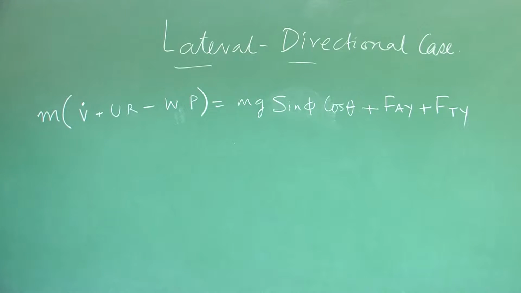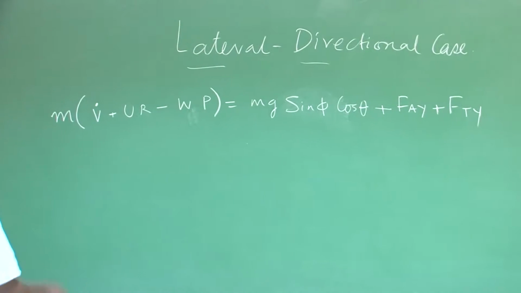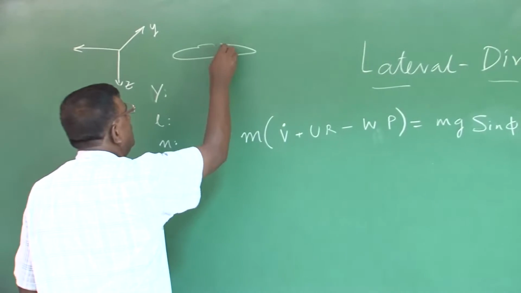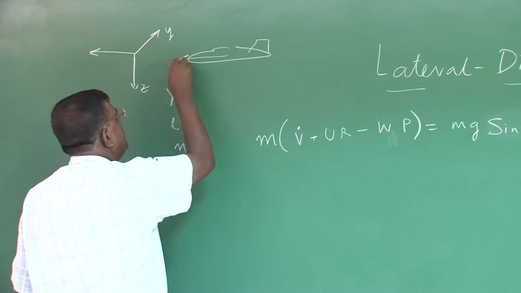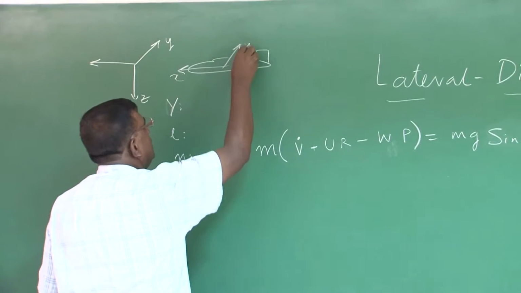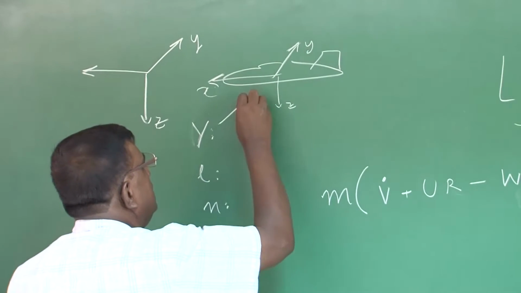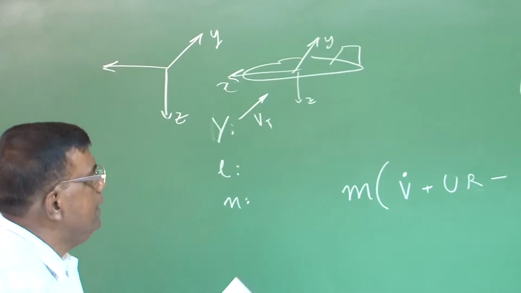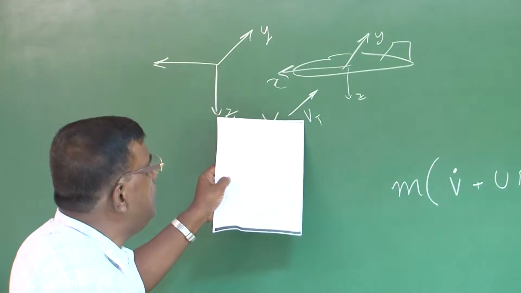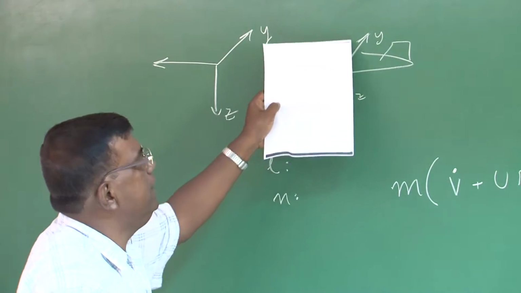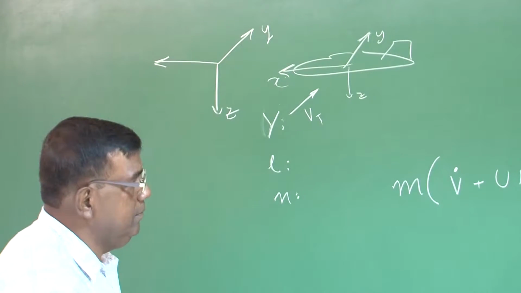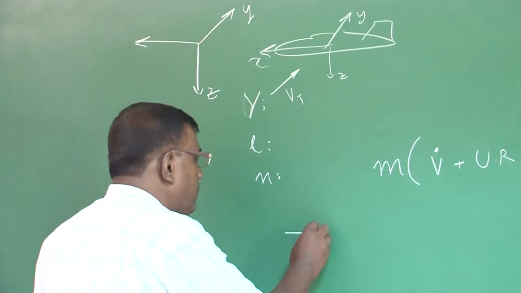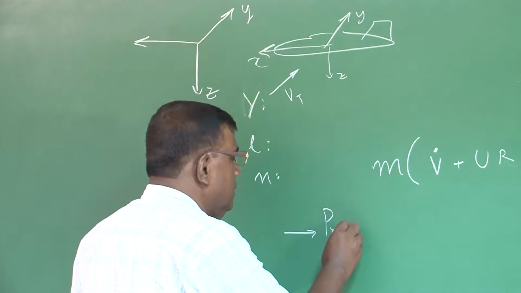What was v? V was the component of total velocity along the local y direction. If this is the airplane, this is the x, this is the y, this is the z, and this is the total velocity V_T or V star, whatever you write, then v is the component of this velocity resolved along the y direction of the body fixed axis system. Now, the next step was to introduce perturbation.